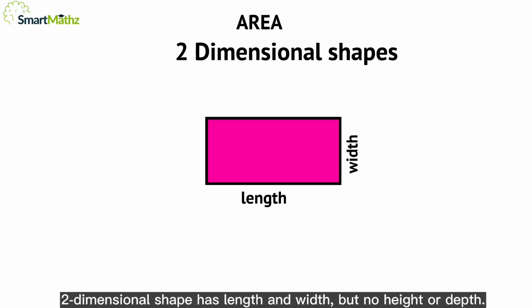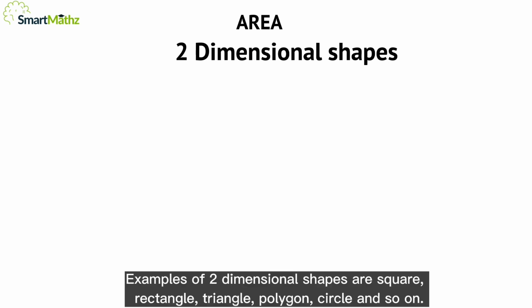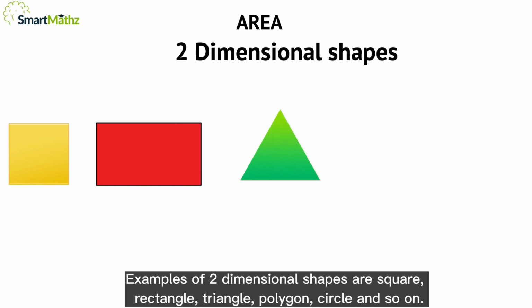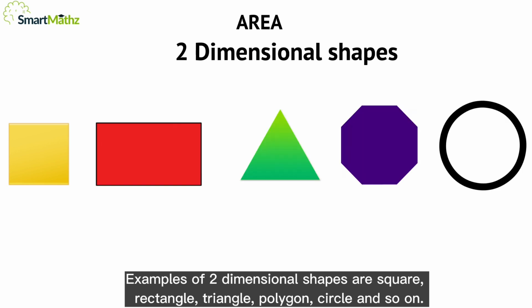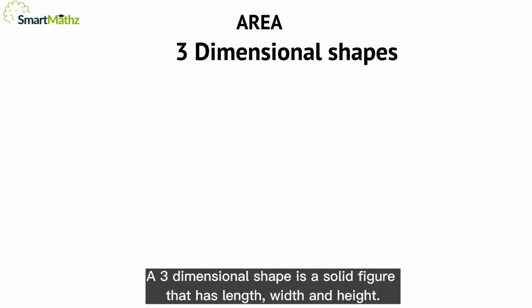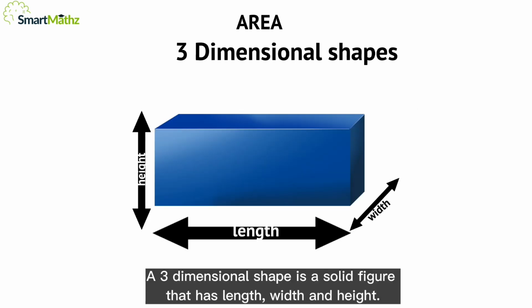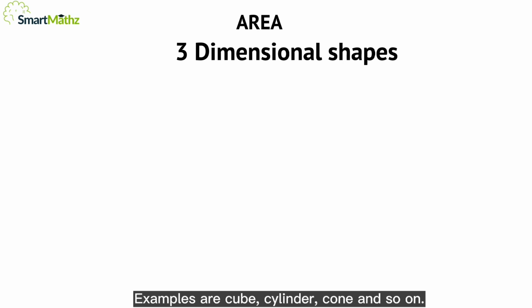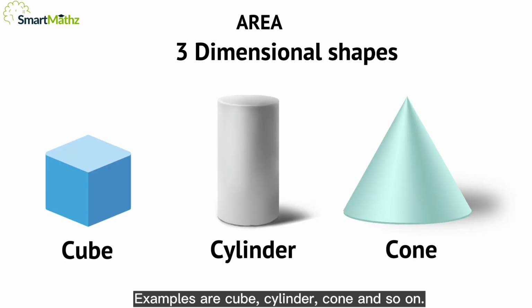Two-dimensional shape has length and width, but no height or depth. Examples of two-dimensional shapes are square, rectangle, triangle, polygon, circle, and so on. A three-dimensional shape is a solid figure that has length, width, and height. Examples are cube, cylinder, cone, and so on.